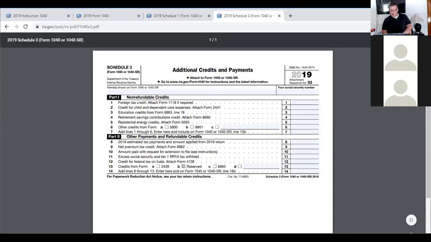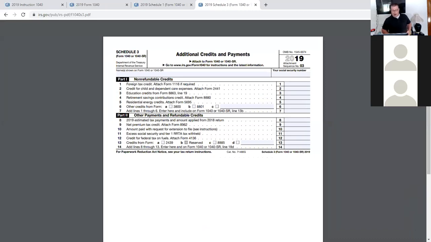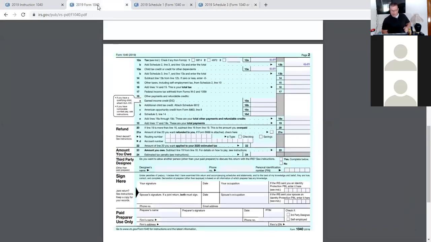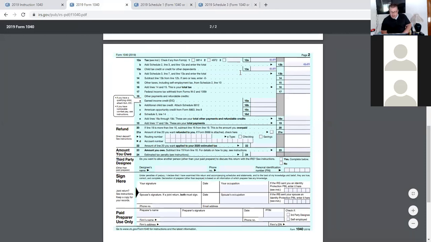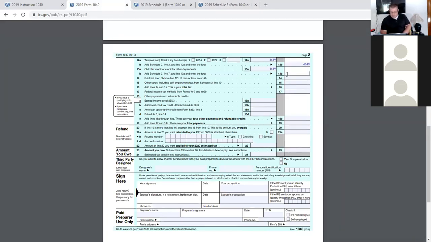So Schedule 3 is additional credits and payments, like non-refundable credits such as foreign tax credit, credit for child and dependent care expenses, education credits, retirement saving credits, residential energy credits, tax payment credits, amount paid with request for extension to file, credit for federal tax on fuels. We don't have any of this. So good news, we don't have to do anything with Schedule 3. So if I go back over here, 13B, nothing from there. So 13B is going to be 0.